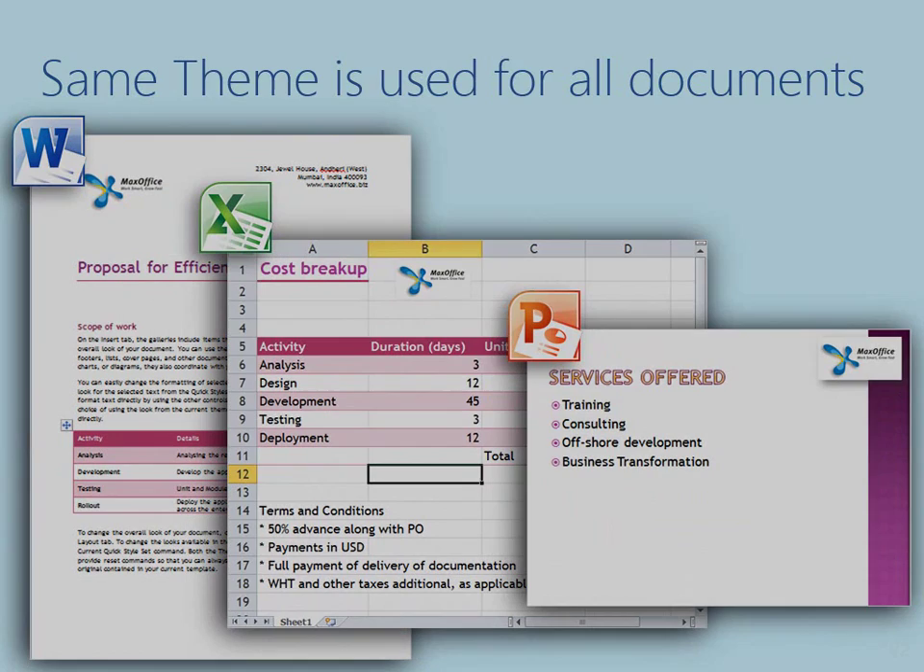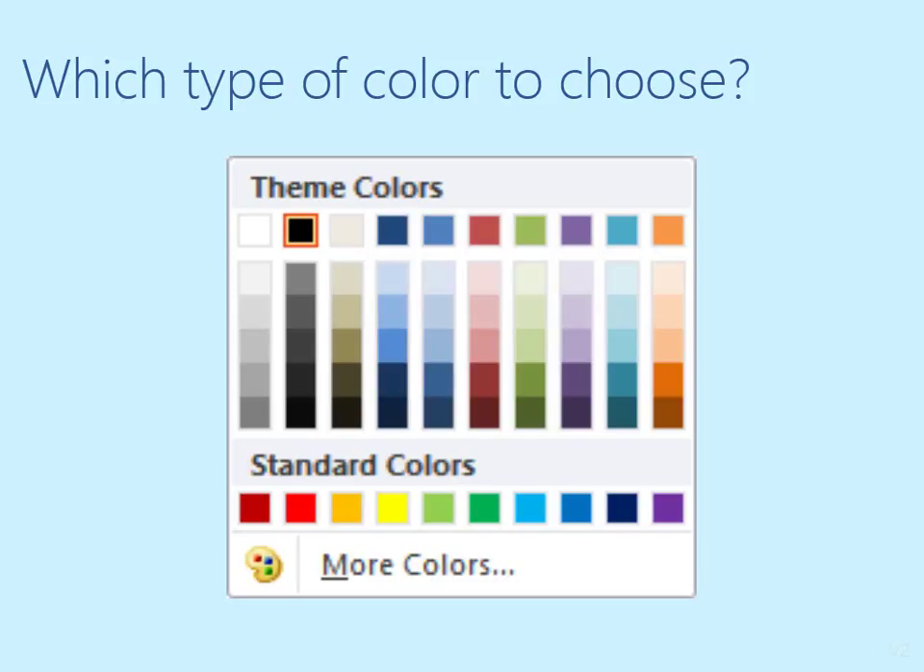Whenever you choose a color, you must decide whether you should use a theme color or a standard color. If you choose a theme color, it will change automatically when the theme or design changes. Standard colors never change unless you change them manually.